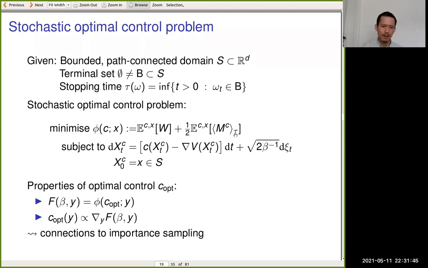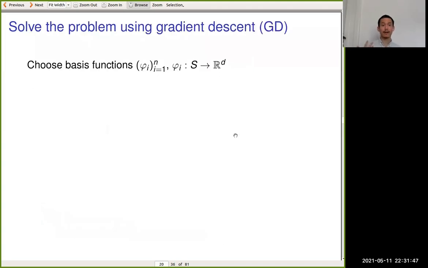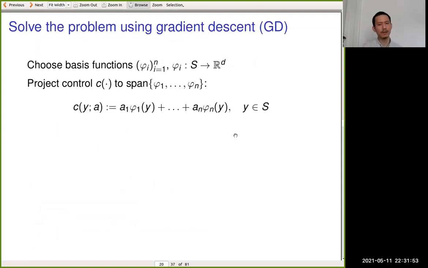You're welcome. Okay, so back to this slide. How do we solve this optimal control problem? We choose basis functions. Of course, they have to be linearly independent. Then we project the control, which we don't know, to the span of these basis functions. So basically, we take our optimal control problem, which is in principle formulated over an infinite dimensional space, and we project it to a finite dimensional subspace. What does that mean? It means that the controls that we look for are parameterized by a coefficient vector A. So we just say that c_A(y) is A1 phi 1(y) plus all the way to AN phi N(y), and this is for any y in our domain of interest S.